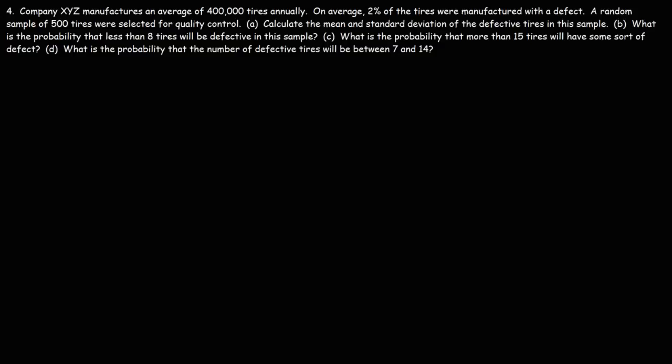Now let's move on to number 4. Company XYZ manufactures an average of 400,000 tires annually. On average, 2% of the tires were manufactured with a defect. A random sample of 500 tires were selected for quality control. Part A. Calculate the mean and standard deviation of the defective tires in the sample.